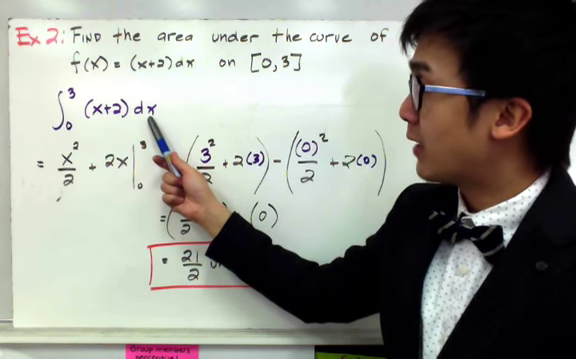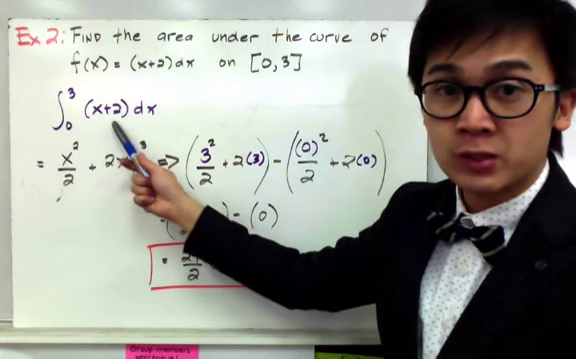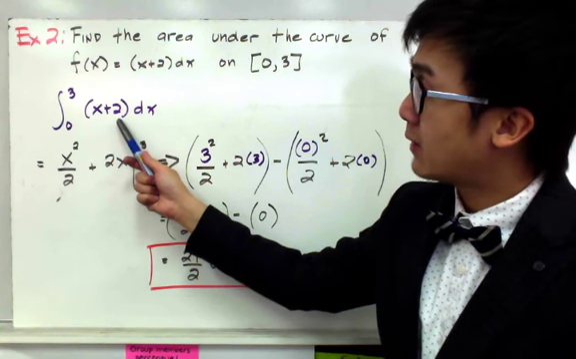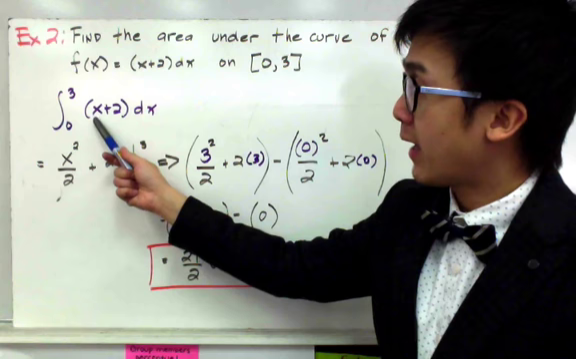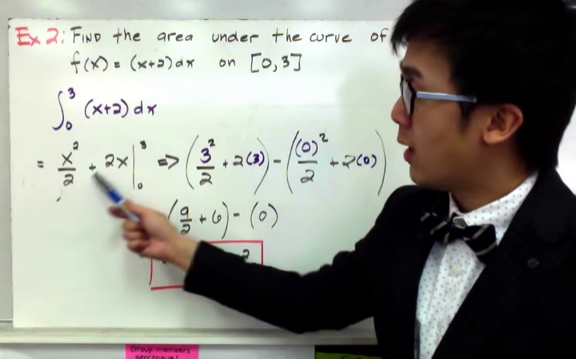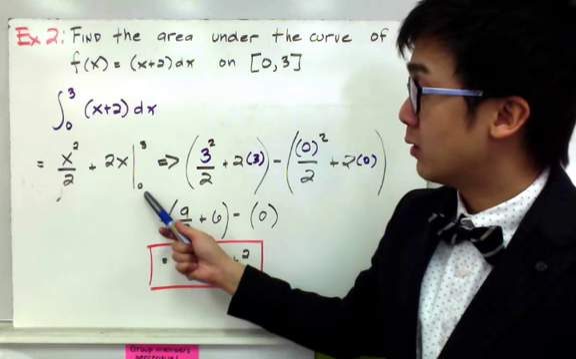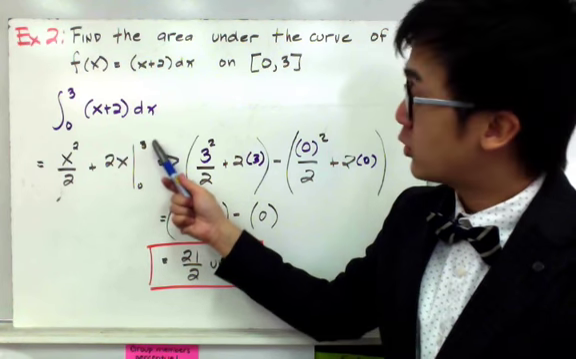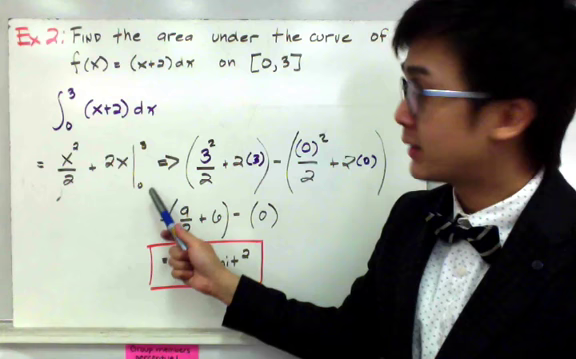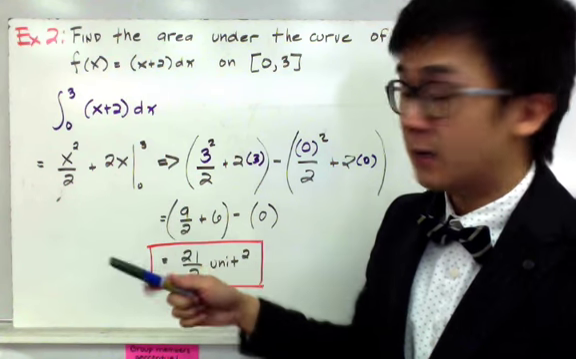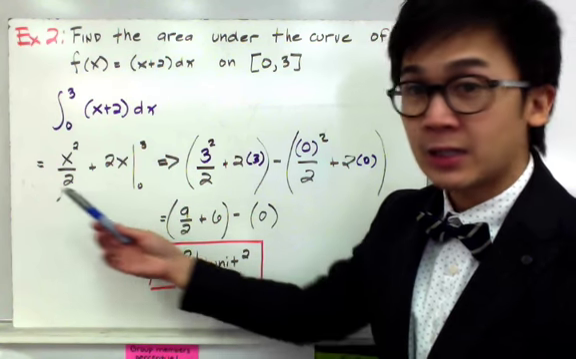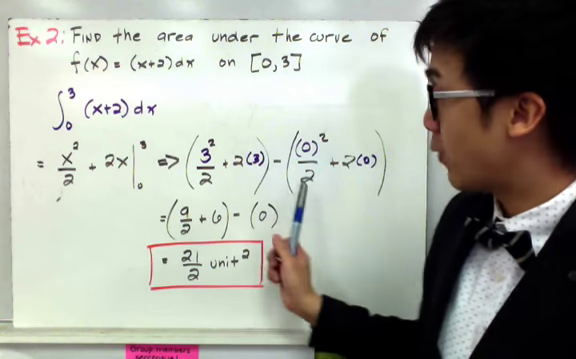Now, we need to find the integral of x plus 2. So, gagamitan lang natin siya ng antiderivatives. So, integral ng x is x squared all over 2 plus the integral of 2, which is 2x, within the interval 0 through 3. Now, to find the area under this curve, hindi na natin kailangang pakita yung curve, gagamitin na lang natin yung process kanina na ginawa natin.